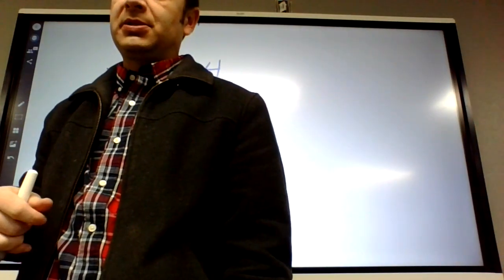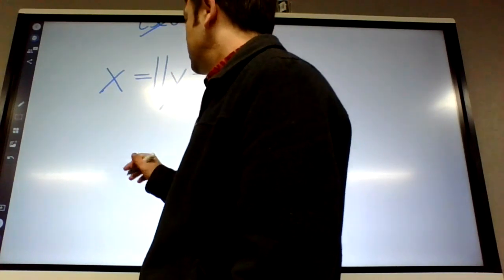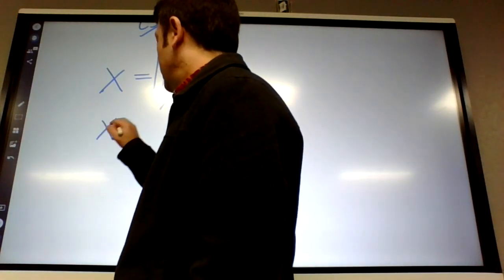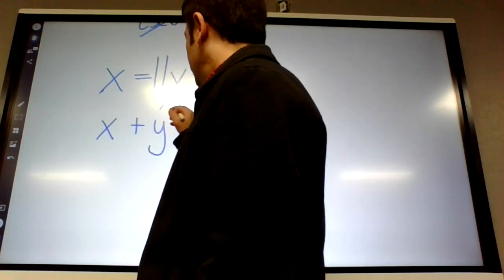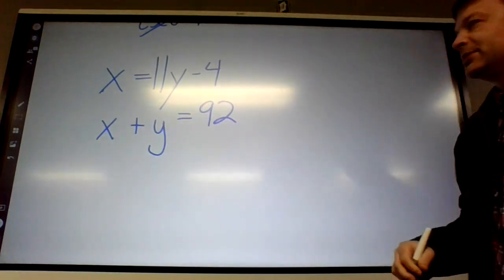Then it says the sum of two numbers is 92. What does sum mean? Addition. So x plus y is 92. The sum is the answer in addition.